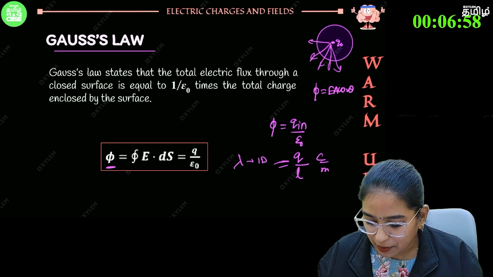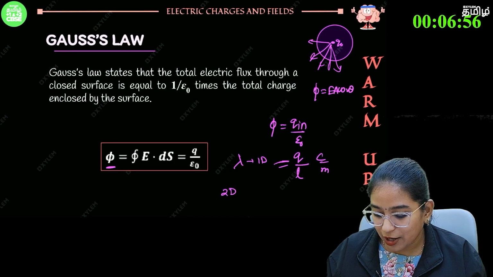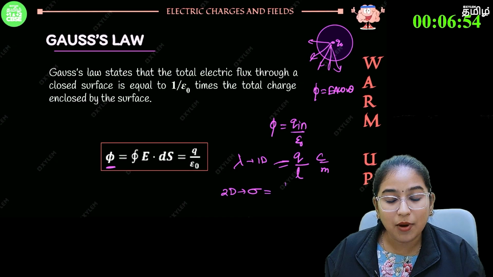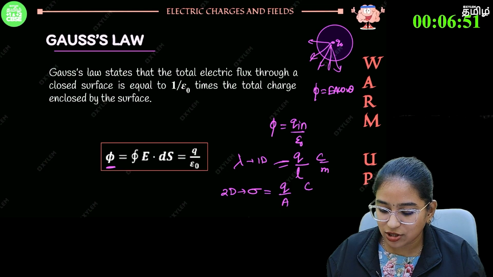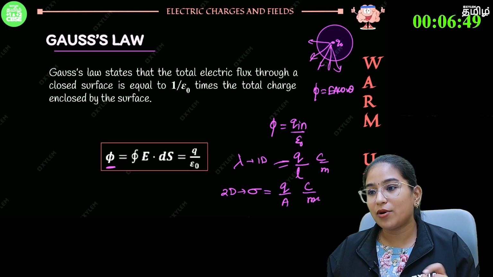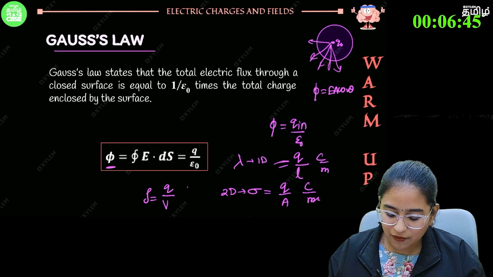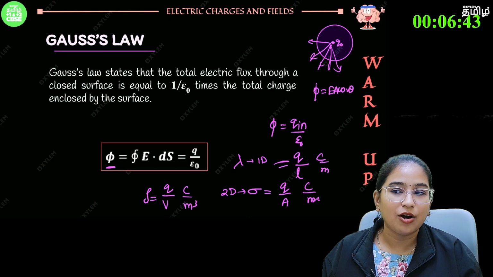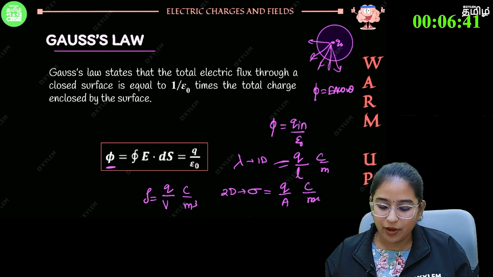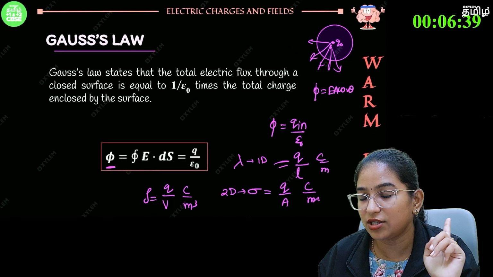So coulomb per meter. And if you're talking about 2 dimension, then it will be sigma. Sigma will be Q divided by area, which is C divided by meter squared. And 3 dimension, that is rho, which is Q divided by V, C divided by meter cubed, where V will be volume. So these are the 3 important charge densities you have to understand.